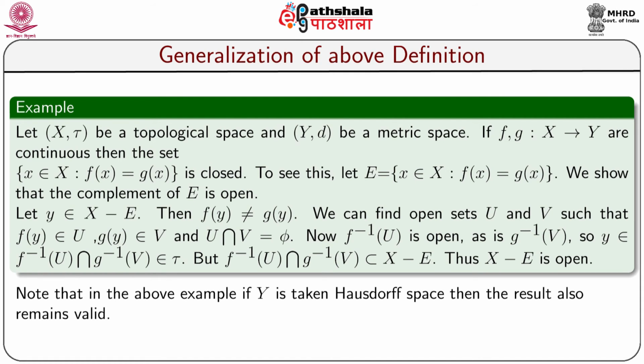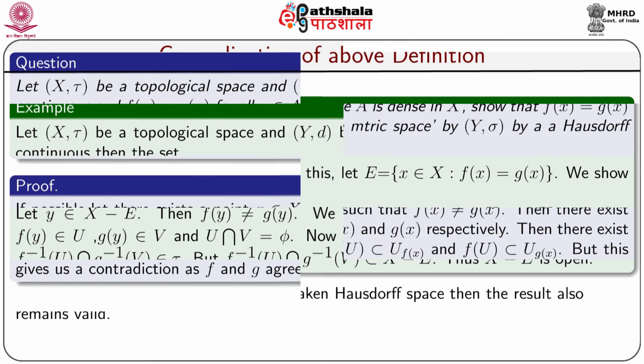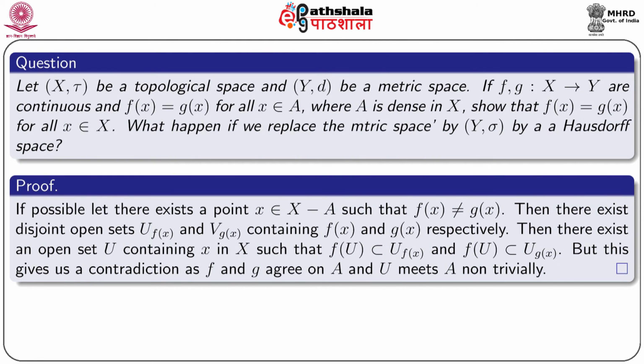Note that in the above example, if Y is taken as a Hausdorff space, then the result also remains valid. Next, we show that a continuous mapping can be determined by a dense subset also. Let (X, tau) be a topological space and (Y, d) be a metric space. If f, g from X to Y are continuous and f(x) is equal to g(x) for all x belonging to A, where A is dense in X, then f(x) is equal to g(x) for all x belonging to X.